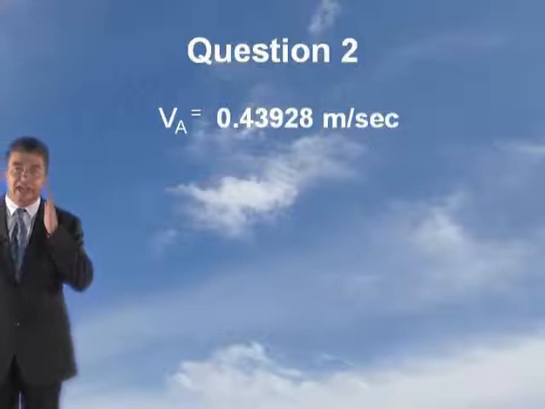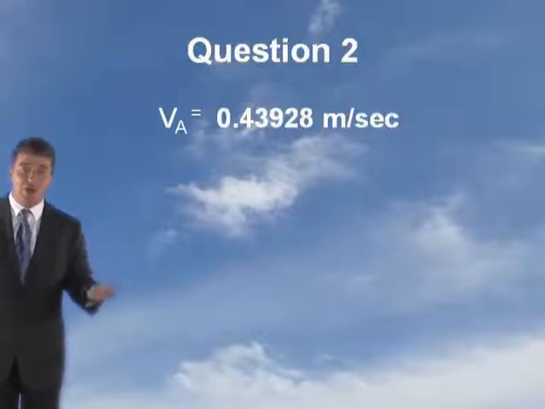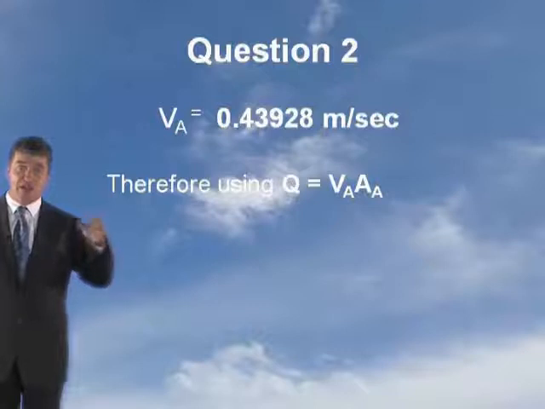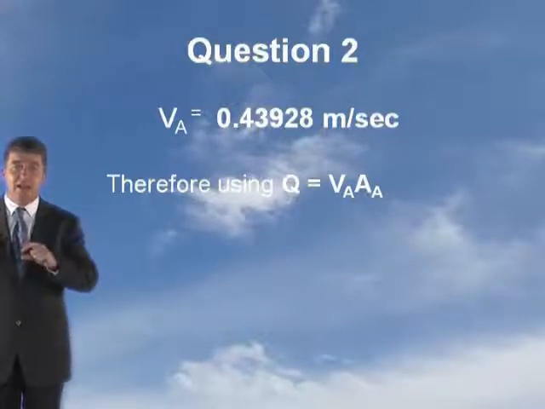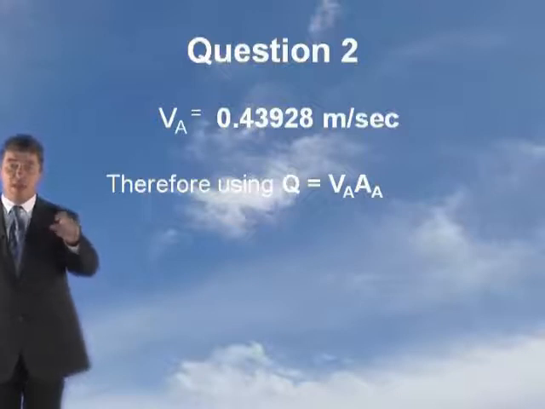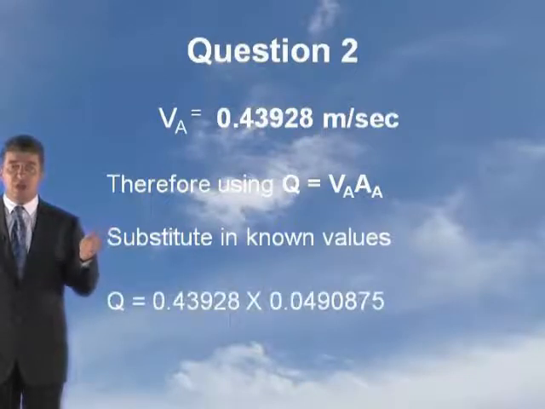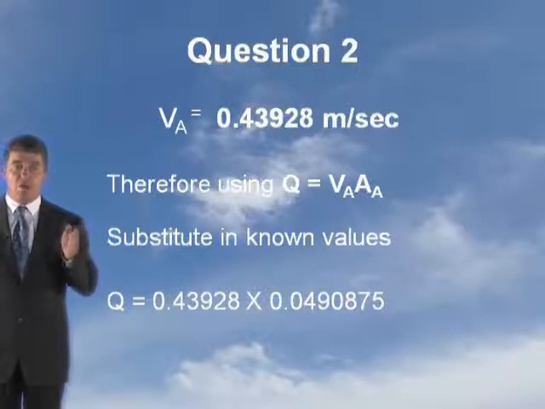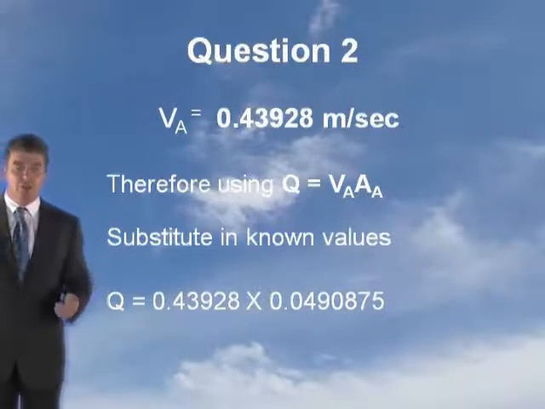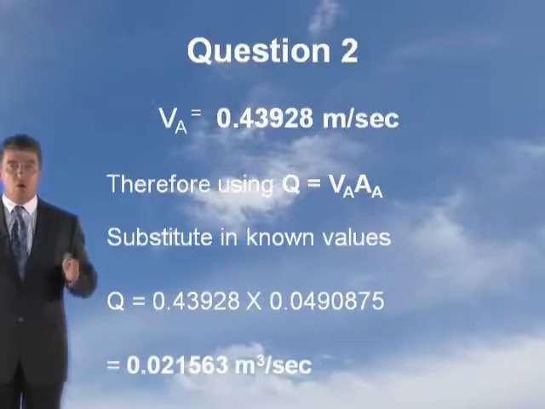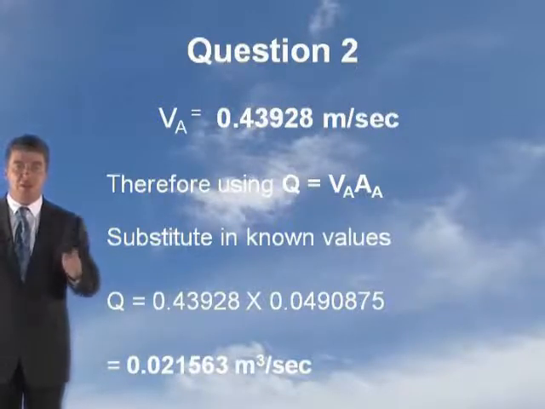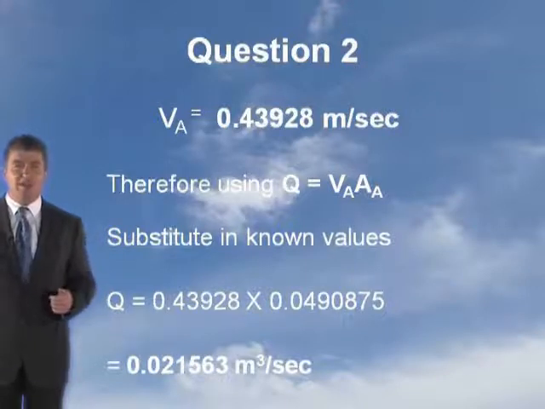Now we know the velocity at A, we can determine the rate of flow, because we know the rate of flow is Q equals VA AA. Now we know the VA, we know the AA, we can work out the rate of flow. Substitute in your known values: Q equals 0.43928 times 0.0490875 gives you 0.021563 metres cubed per second. And that's roughly 21 litres a second. And that is how you use Bernoulli's to solve problems involving flow.